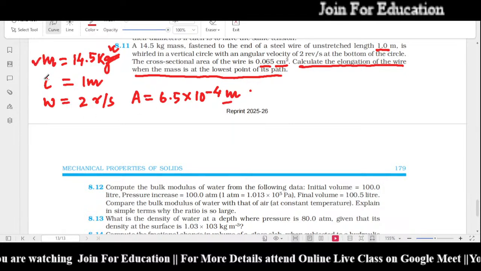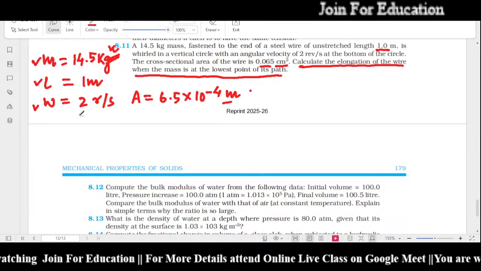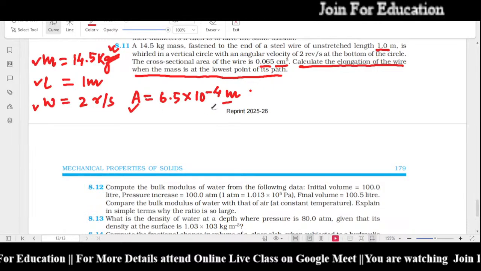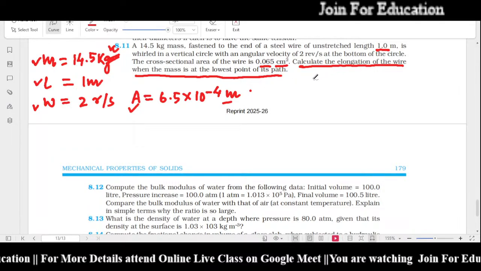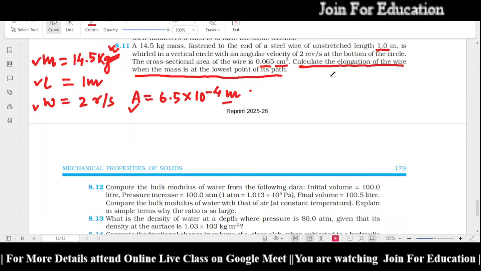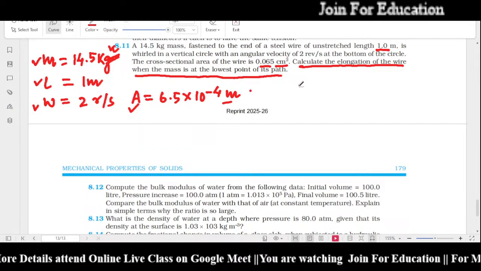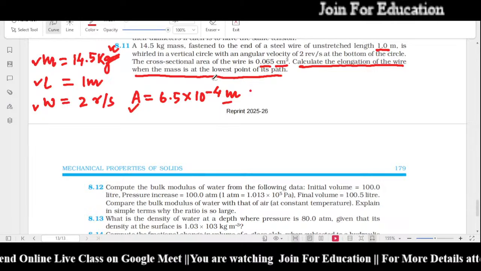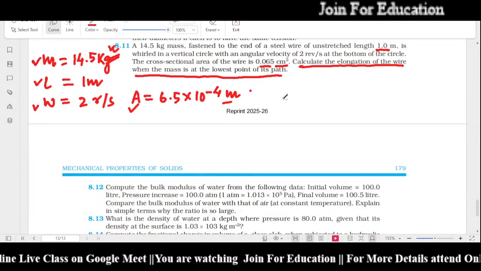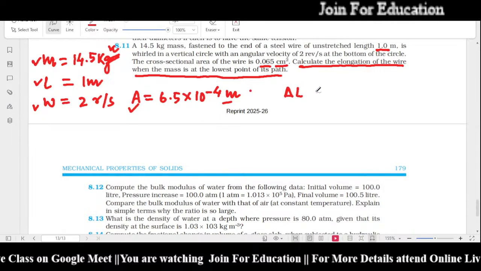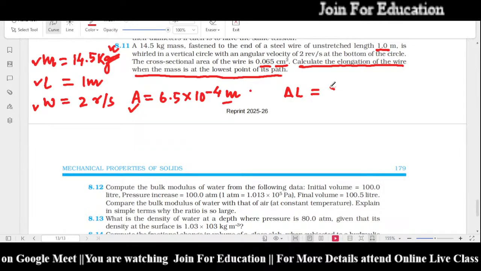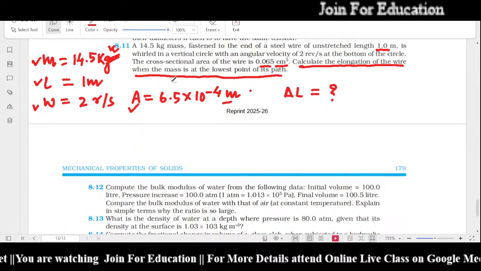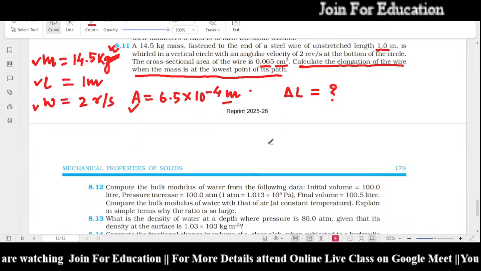So 1, 2, 3, 4 items are given in this question and it asks us to calculate the elongation of the wire when the mass is at the lowest point of its path. So in this question, it asks us the value of del L. So we draw a relevant figure according to the question.